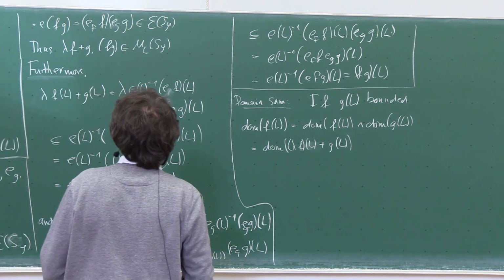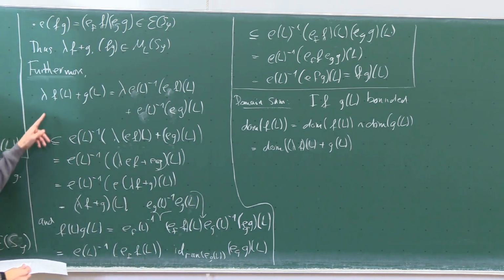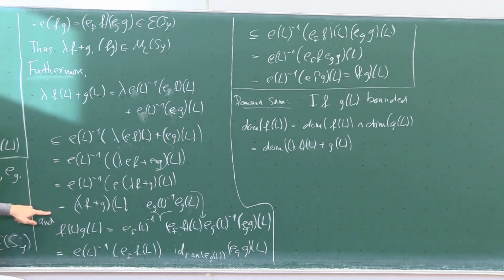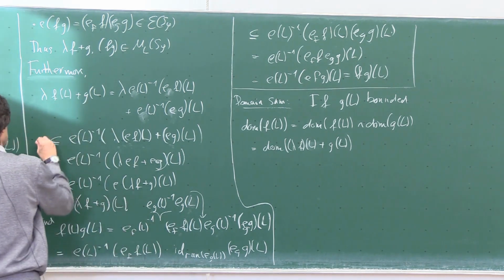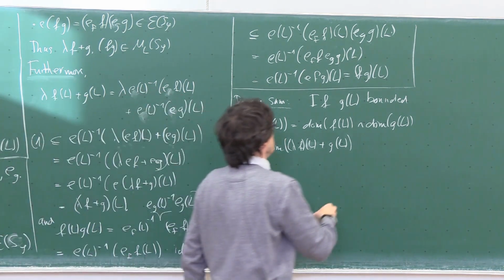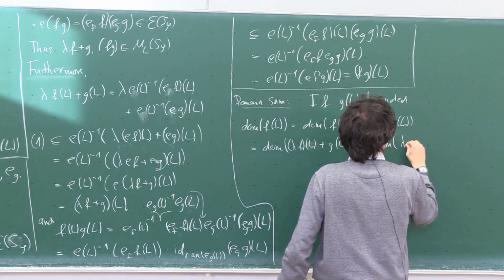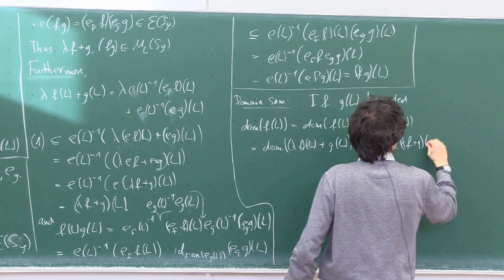Okay, but now we've seen up here that the domain of this operator is included in the domain of lambda F plus G of L. So this is using this one. This is included in the domain of lambda F plus G of L.